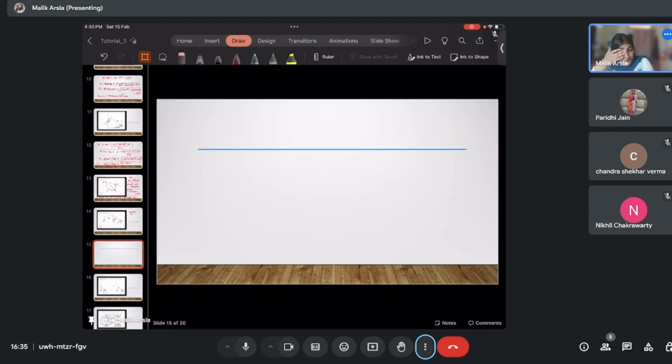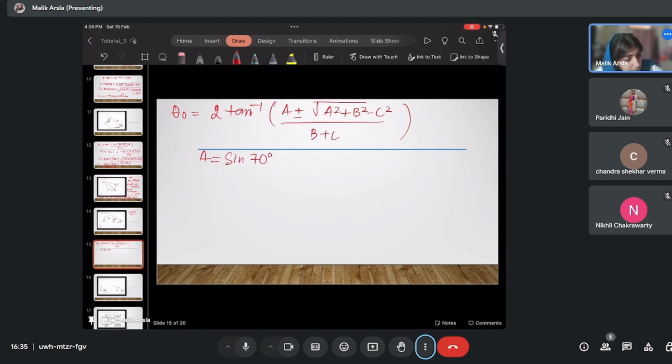So here we can simply use the formula. Theta naught is equal to, again, 2 tan inverse of a minus under root of a square plus b square minus c square upon b plus c. This is plus minus. So a is sine 70 degree, right? B is cos of 70 degree minus L1 by L2.